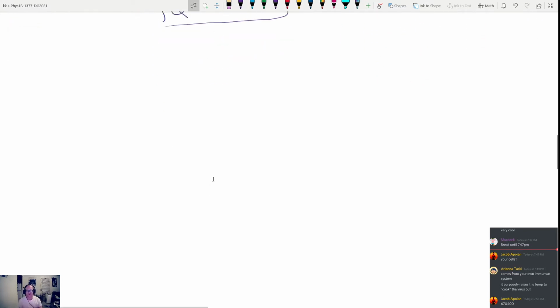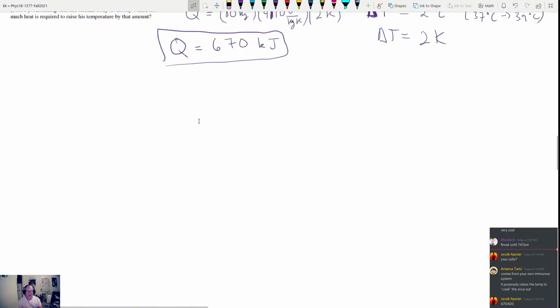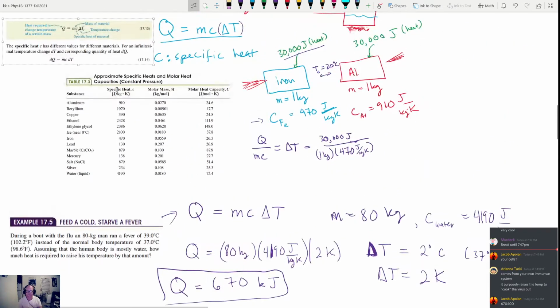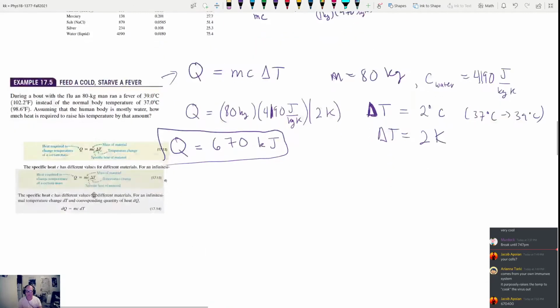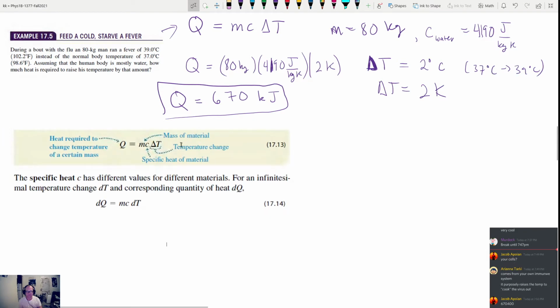Okay. Let's do something a little more challenging. So, for this next problem, I'm going to mention something that I'll pull down here and we'll talk about it. There are two pieces to this equation right here. Let me make this a little bigger to make sure everybody can see. There's this version, but then there's this version right here. For an infinitesimal temperature change dT and corresponding quantity of heat dQ, we have this relationship, okay?